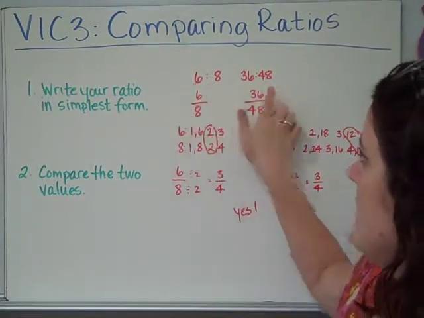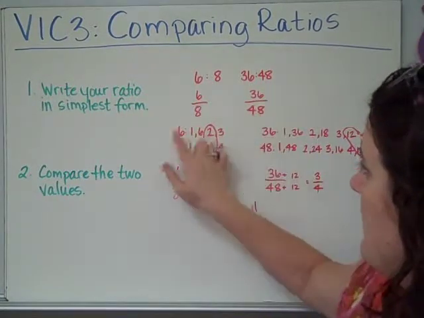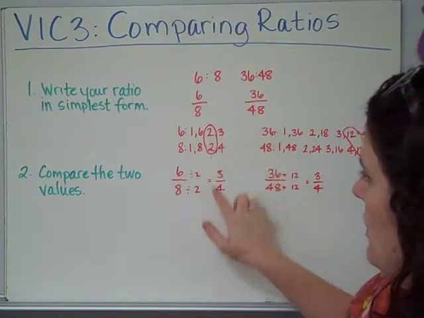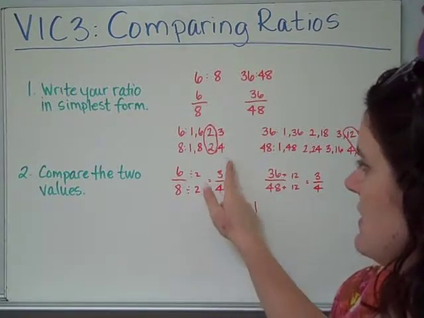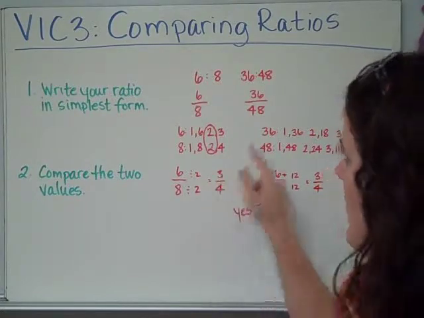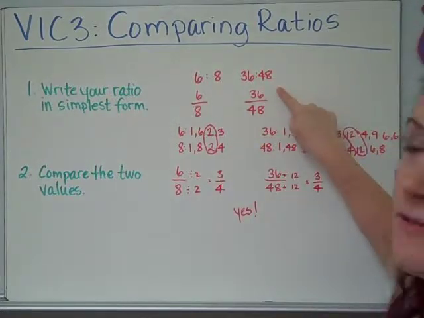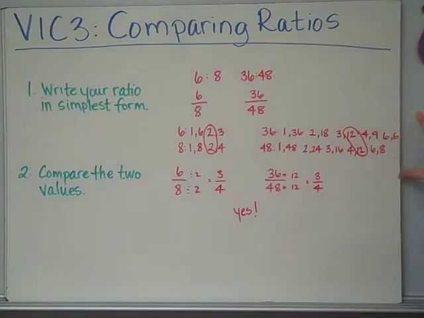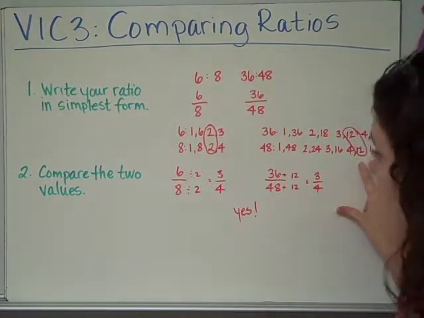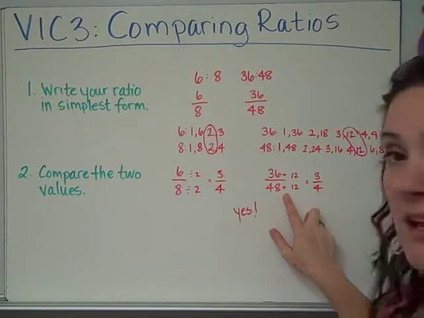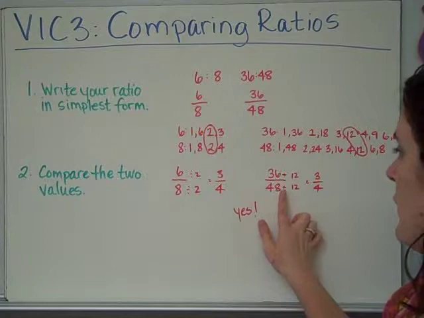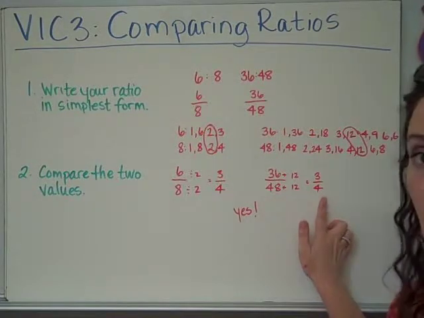So I rewrite it as a fraction. I find the greatest common factor between 6 and 8, and that's 2. And then I reduce it, so it's 3/4. And then I do the same thing with 36 and 48. Rewrite it as a fraction, find the greatest common factor, and it happens to be 12. I simplify it by 12, so 36 divided by 12 is 3, and 48 divided by 12 is 4.